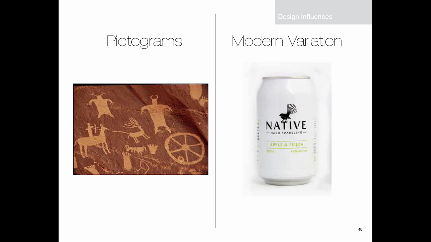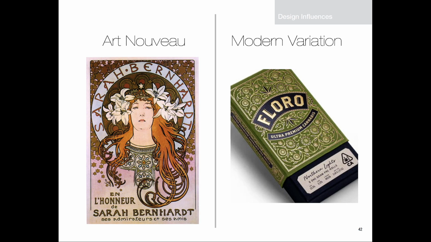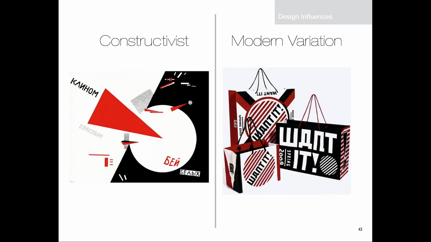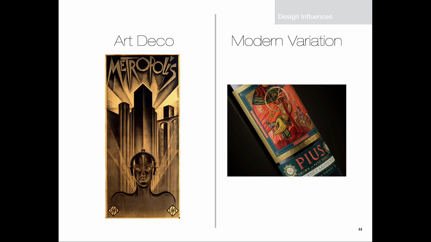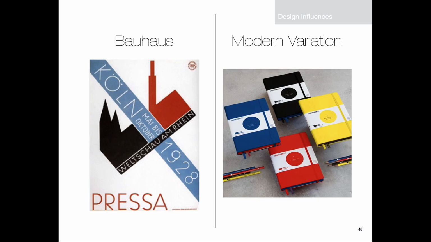So pictograms, if we go all the way back to original drawings of the first humans, you can see that's really reflected in a lot of the icon design that we do today. Here's a modern example of Victorian design for a label for a rum. Modern variation of Art Nouveau, the introduction of all the organic elements there. Constructivism, here you can see some retail shopping bags done in that style. Art Deco, again, here's another wine label that's done in an Art Deco style, so that's a modern variation of it. Cubism, you can see it in the Monterey Jazz Festival poster.